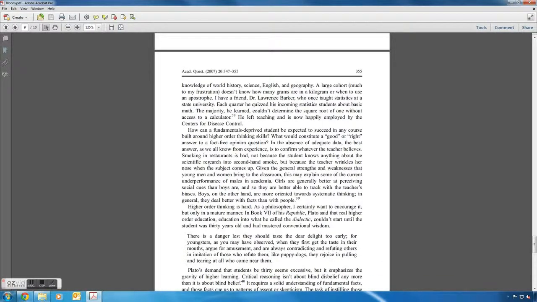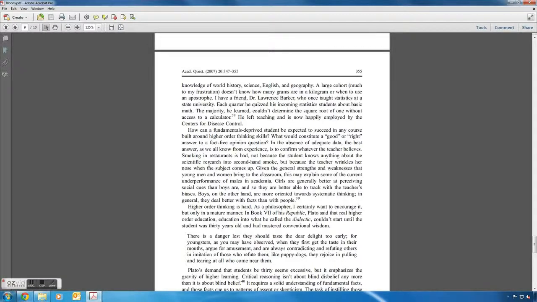How can a fundamentals deprived student be expected to succeed in any course built around higher order thinking skills? What would constitute a good or right answer to a fact-free opinion question? In the absence of adequate data, the best answer, as we all know from experience, is to confirm whatever the teacher believes. Smoking in restaurants is bad, not because the student knows anything about the scientific research into secondhand smoke, but because the teacher wrinkles her nose when the subject comes up.